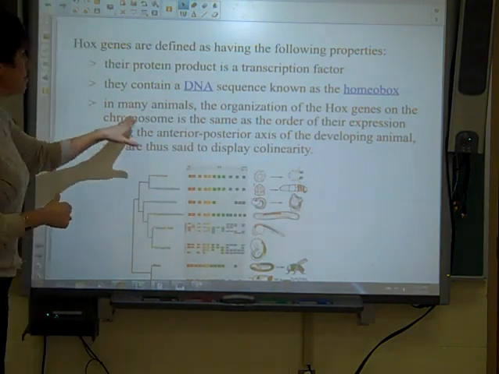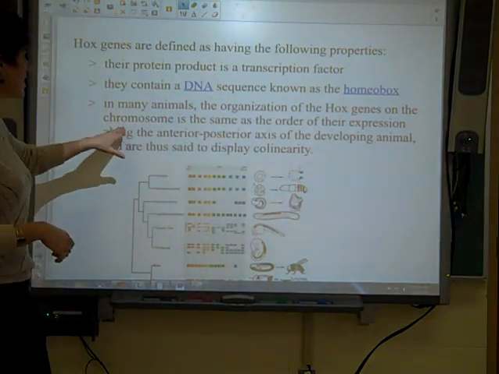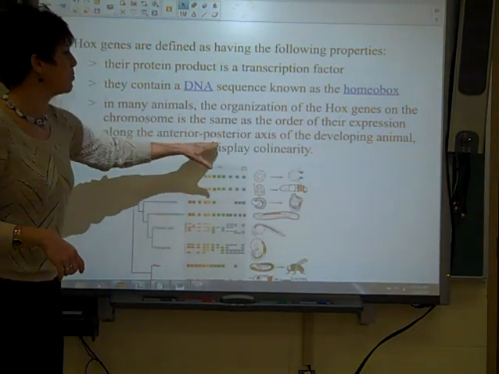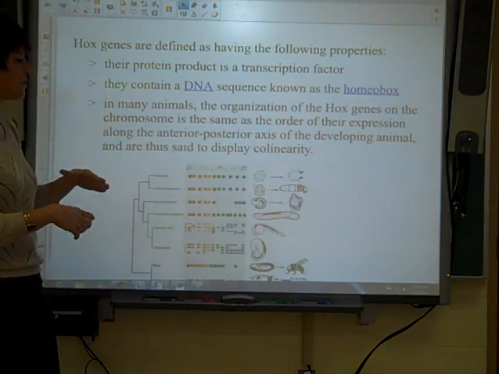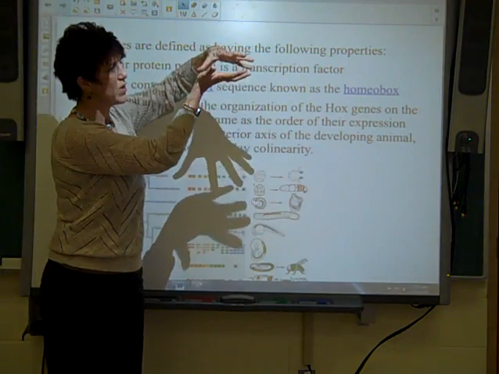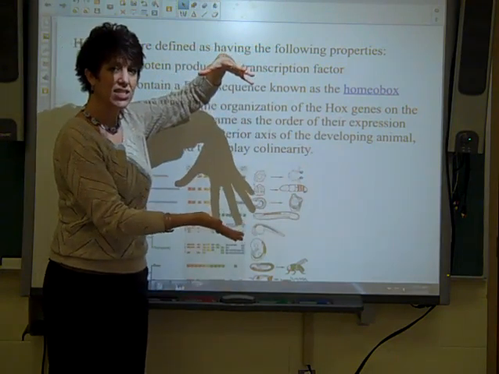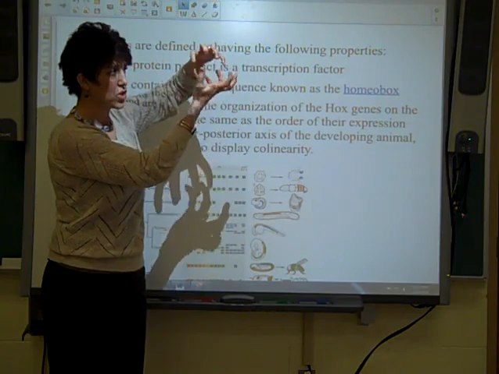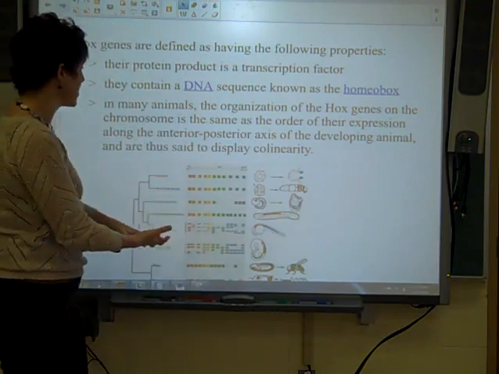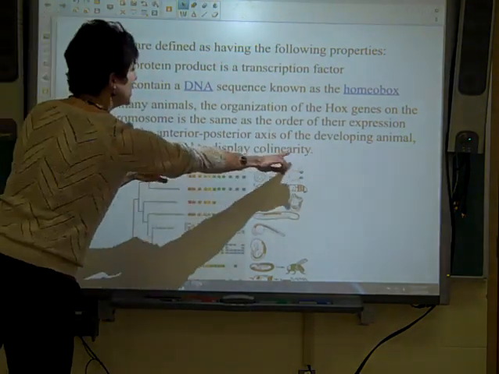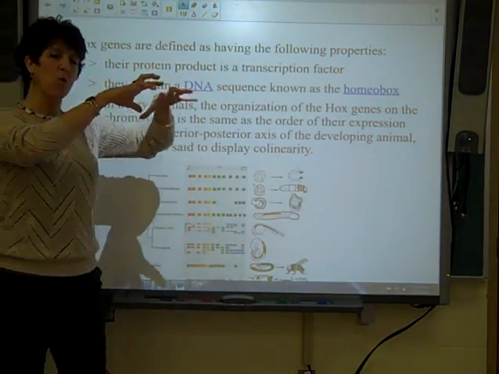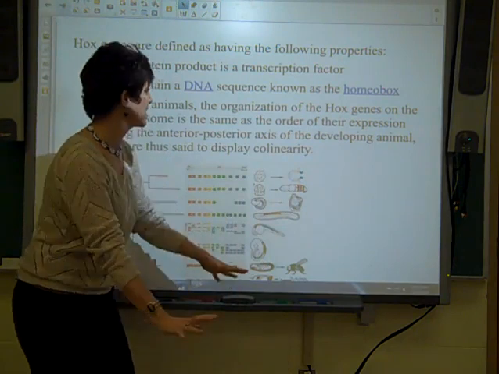of an embryo. In many animals, the organization of the Hox genes on chromosomes is the same as the order of their expression along the anterior-posterior axis of the developing animal. So anterior head, posterior tail, they will actually notice certain genes in sequence that get turned on to develop certain traits for the head, certain traits for the middle section, certain traits for the tail. And collinearity, so in a linear sequence, one will affect the next, affect the next, affect the next.